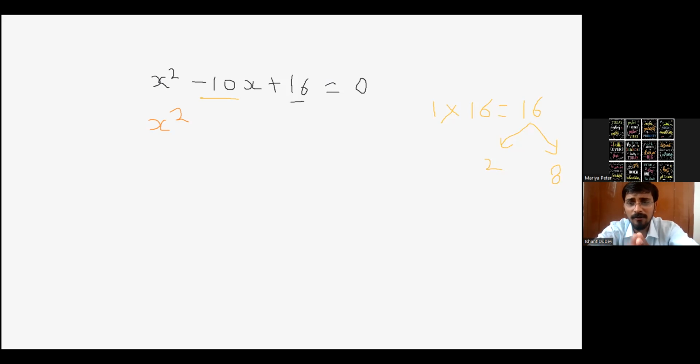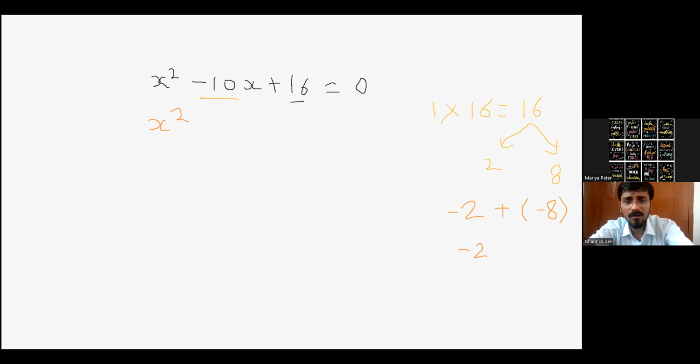Now I have to subtract these two numbers in such a way that I should get minus 10. How can I get minus 10? By using 2 and 8. So I can write minus 2, and to minus 2 I am going to add minus 8. Within bracket, minus 8. If I do that, what will I get? Minus 2 minus 8.